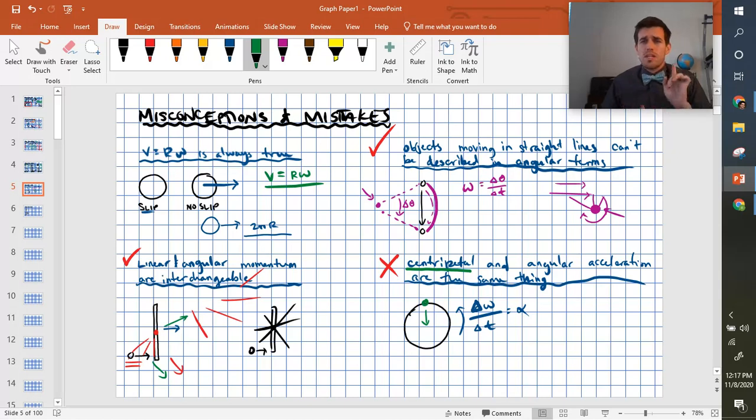So one more time, centripetal describes a turning object that's otherwise undergoing linear motion. Angular acceleration describes the change in angular velocity within a rotational motion reference frame. All right, so those are some of the bigger misconceptions, mistakes, and warnings that I can give you guys for this unit.